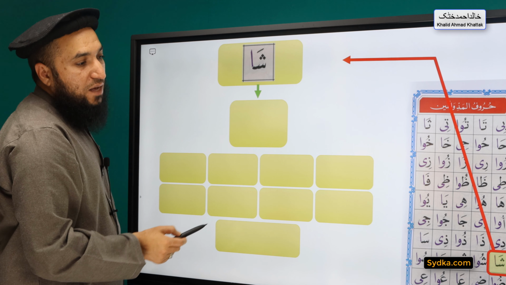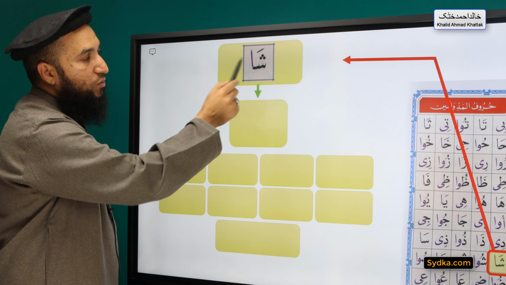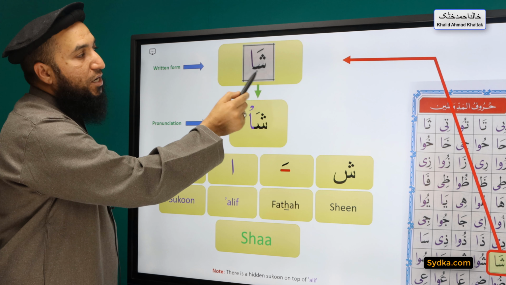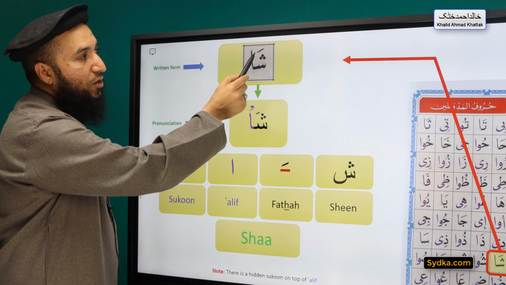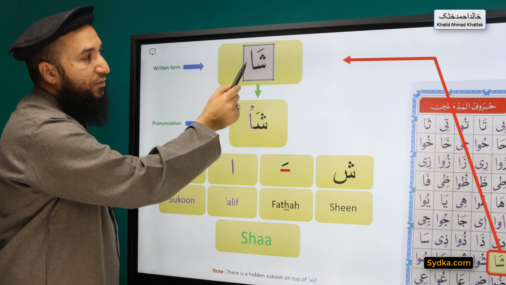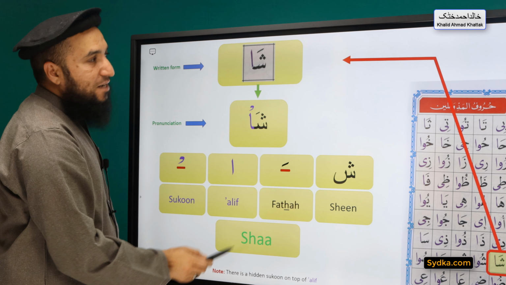So the next syllable we have is Sheen Fatha Alif Sukoon. Sheen is a light letter, it has Fatha on top of it, it is followed by Alif, and this Alif has hidden Sukoon. Sheen Fatha Alif Sukoon Sha.